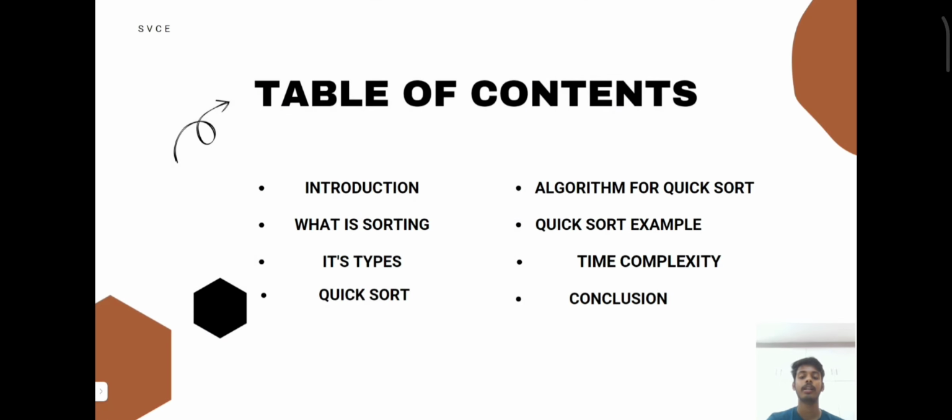Coming to the table of contents. Firstly, we'll be studying the introduction part. Second, what is sorting and its types. And third, we'll be studying quicksort, the algorithm for quicksort, a basic example for quicksort, and time complexity. And lastly, we'll get the conclusion of the overall presentation.